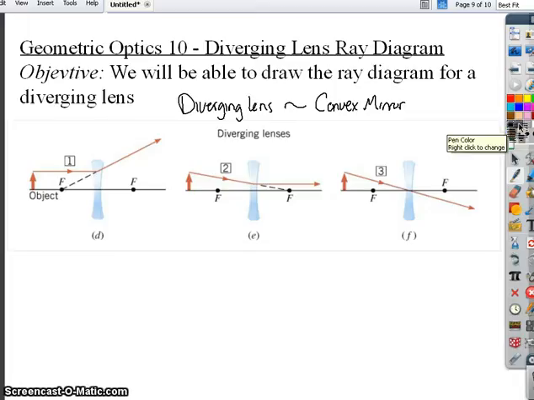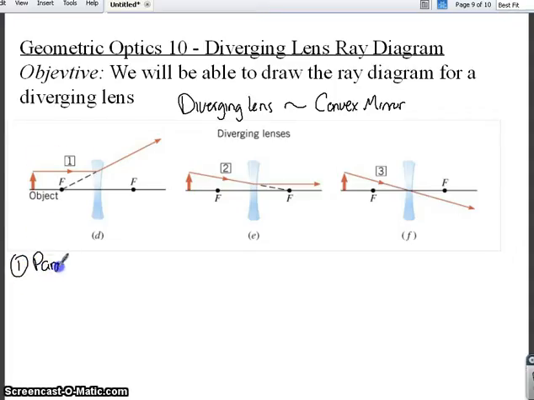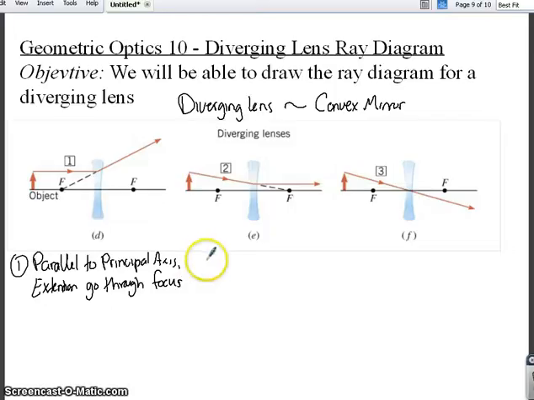Okay, so the first ray, as you can see here, is going to be parallel to the principal axis, and its extension is going to go through the focus. As you can see here, this is the extension of the ray going through the focus.